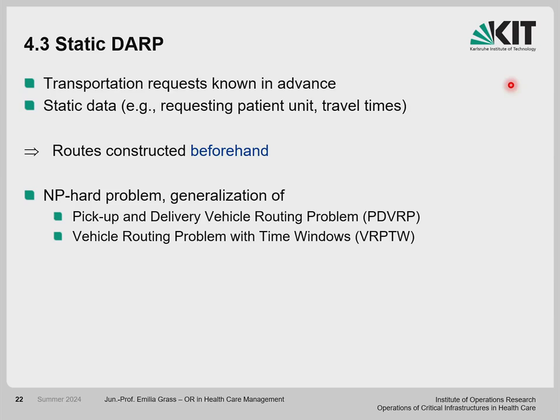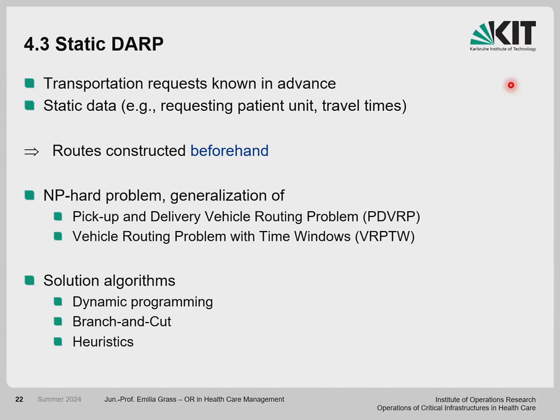Exactly. Thanks. So it's believed at least to be unsolvable in polynomial time. This is a very simple definition of NP-hard problems. Therefore, research proposed different types of solution algorithms: dynamic programming, branch and cut, and heuristics, obviously, because the exact optimal solutions cannot be provided in a reasonable time frame. So often heuristics are used.